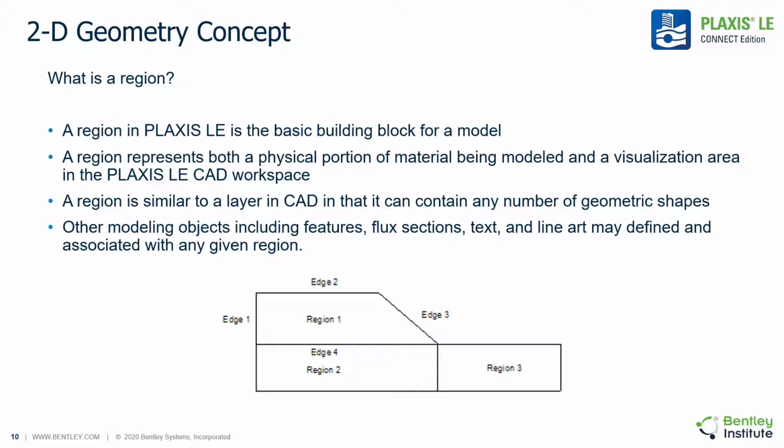workspace. A region is similar to a layer in CAD, in that it can contain any number of geometric shapes. Other modeling objects, including features, text, line art, and so on, may be associated with a given region, besides, of course, the material properties. By definition, region shapes contain edges.